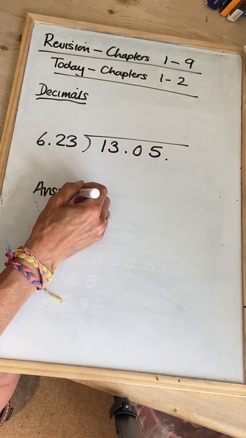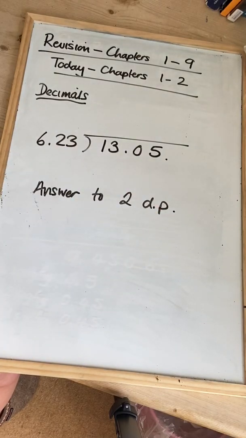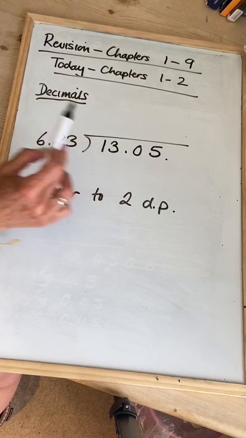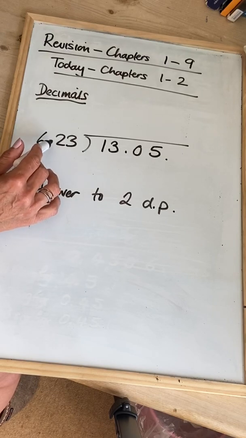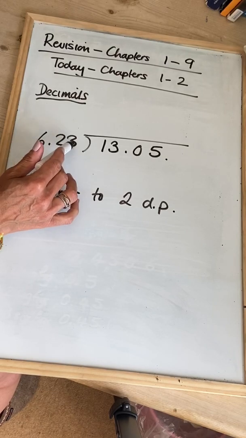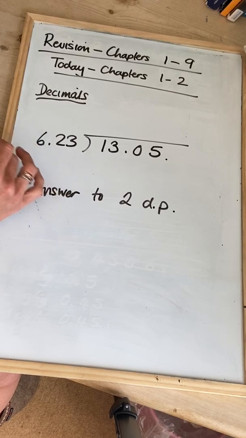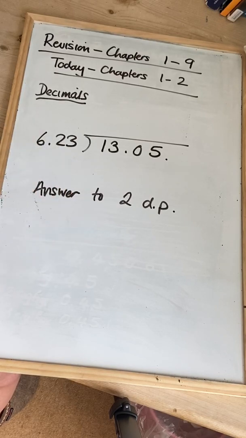to 2 decimal places. Okay, it won't go in exactly, but I know that 6 goes into 13 twice, just a bit more than twice, yeah? So what I've really got to do here is just see what I've got in terms of this, and see what twice actually gives me.